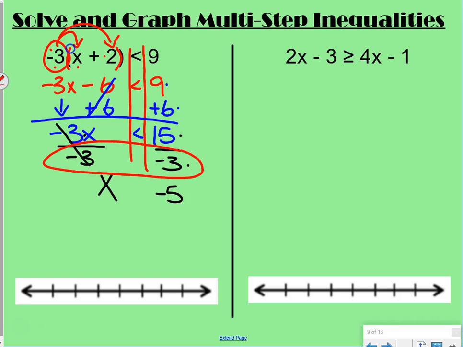Right here, we divided by a negative, which means we have to flip our inequality sign. We flip it from less than to greater than. So x is greater than negative 5.